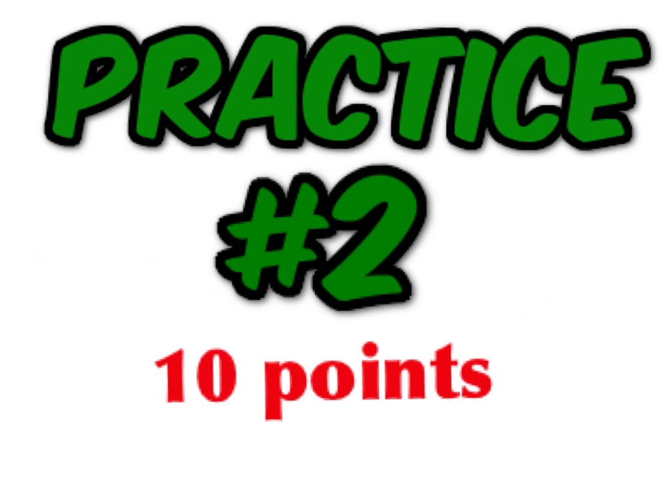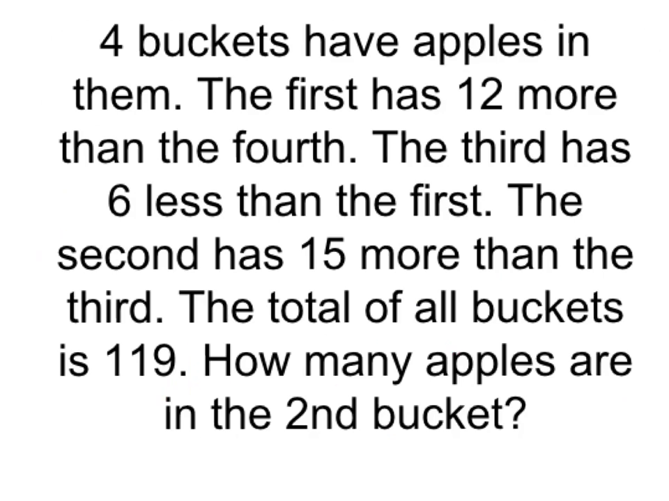Try this one. 4 buckets have apples in them. The first has 12 more than the fourth. The third has 6 less than the first. The second has 15 more than the third. The total of all buckets is 119. How many apples are in the second bucket?